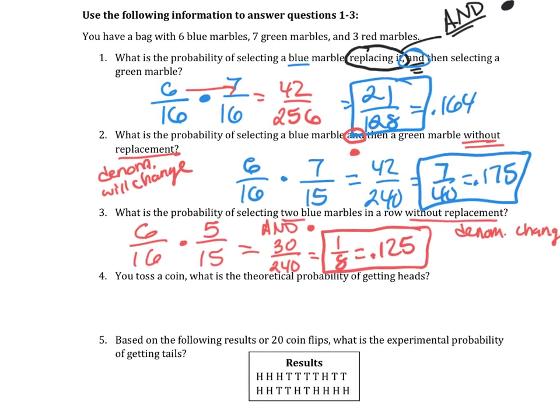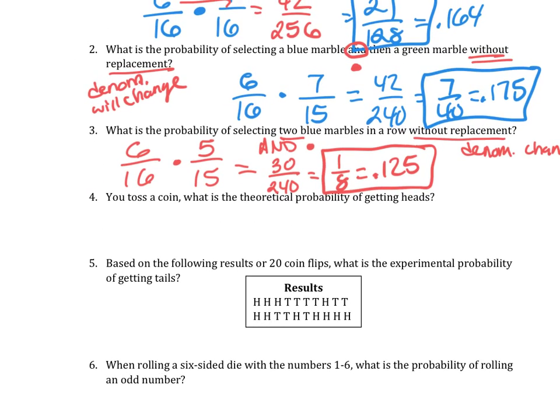All right, number 4. You toss a coin, what's the theoretical probability of getting a head? So theoretical, remember, is just based on the numbers what should happen. So when you flip a coin, there's 2 possible outcomes. You get heads or tails. So 2 is our denominator. And of those possible outcomes, only 1 would be heads. So it'd be 1 over 2, or 1/2, or 0.5.